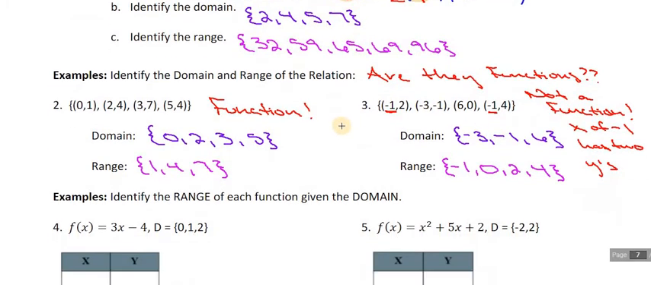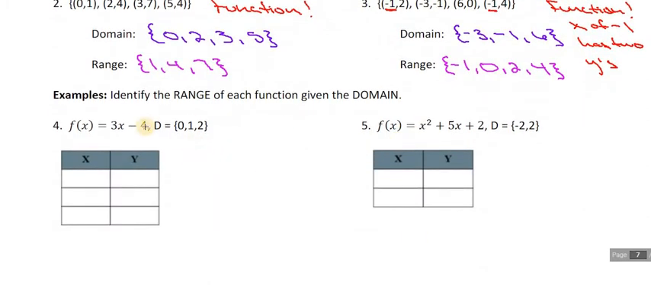A couple new things here: we've got relations here, technically. We don't know for sure whether or not they're functions. And we're given the domain. It says D equals 0, 1, 2. These are our x values. We need to figure out what the y values are for each of the x's. We did this in the warm-up in the previous lesson, but now it's written in a more mathematical way.